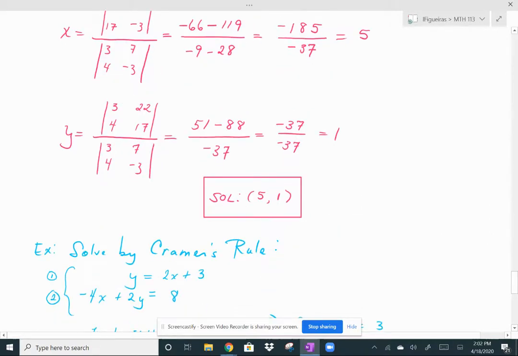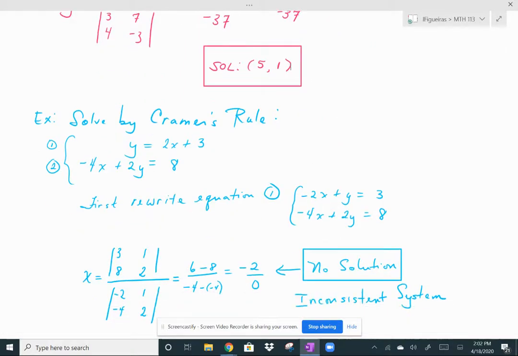All right, let's do another one by Cramer's rule. So I have equation 1, which is y equals 2x plus 3, and equation 2, which is negative 4x plus 2y equals 8. First you have to rewrite equation 1 in standard form, which means move the x over to the left and write it first. So that's what you see here, negative 2x plus y equals 3, and equation 2 remains the same. We just copy it down as negative 4x plus 2y equals 8.